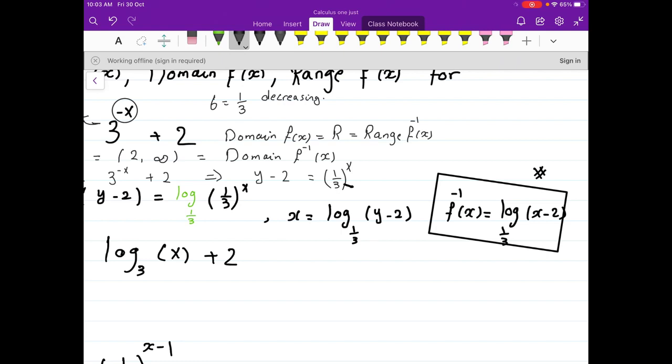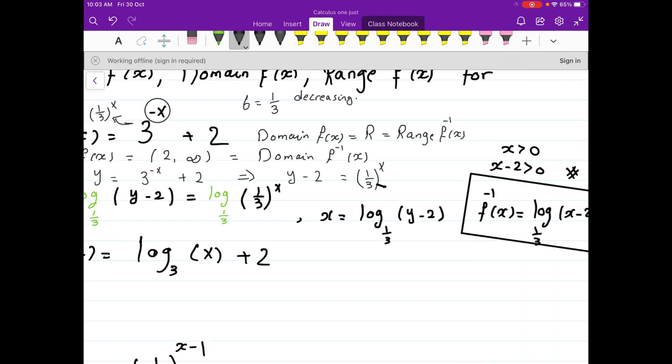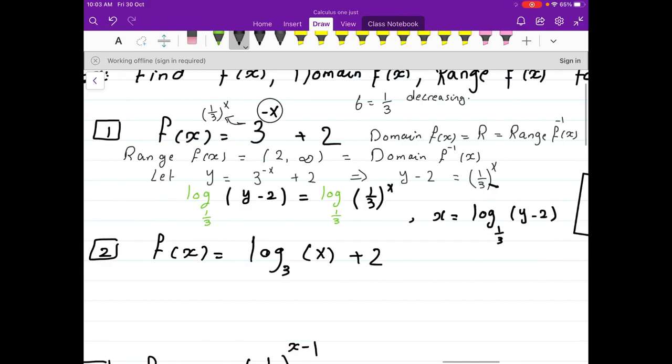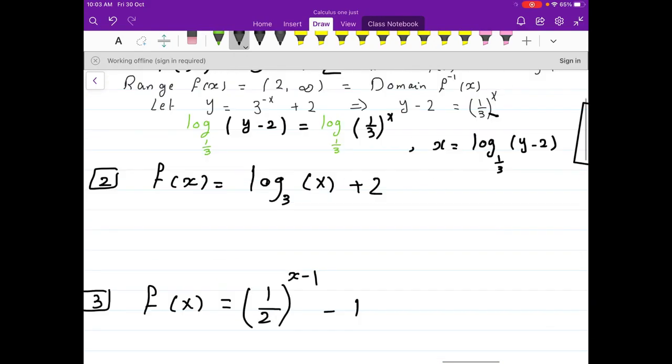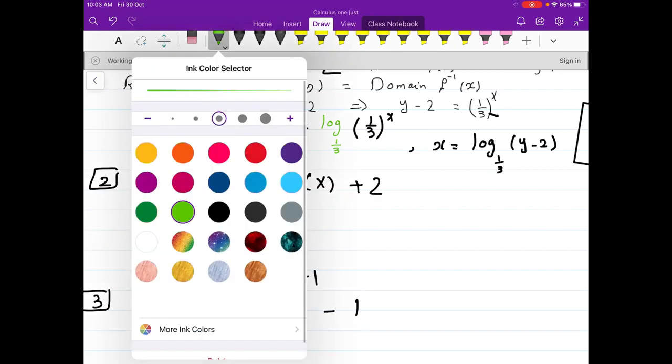What is the domain for f inverse? The domain for f inverse: x minus 2 must be positive, so x is greater than 2. So the domain for f inverse is from 2 to infinity, and it will be open. f of x equals log x for the base 3 plus 2.